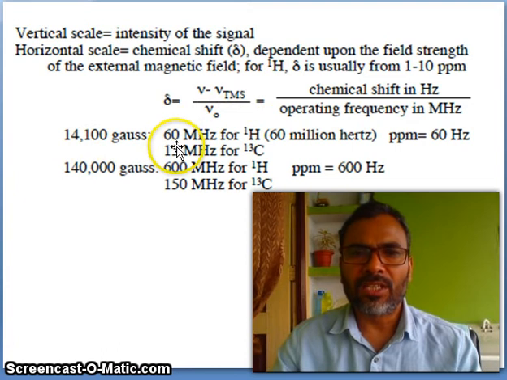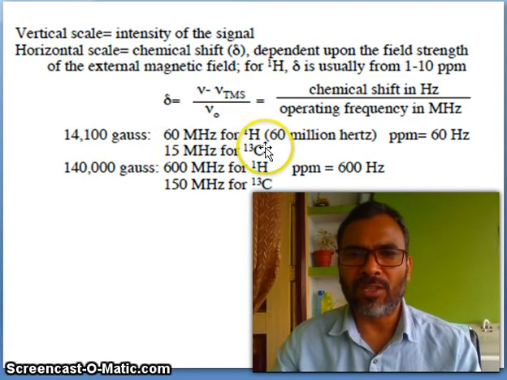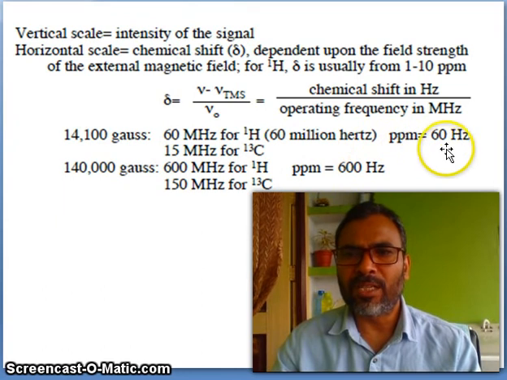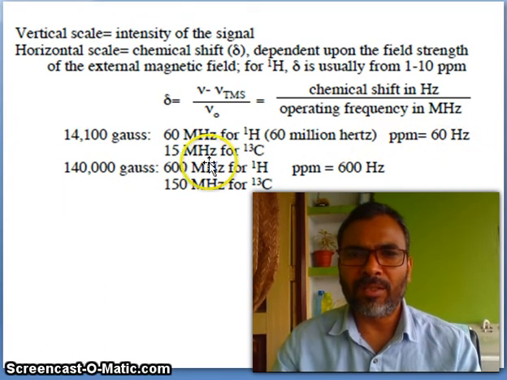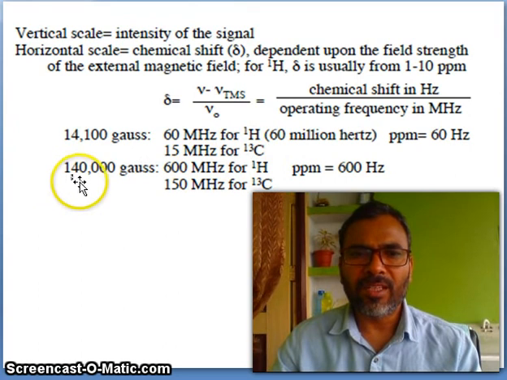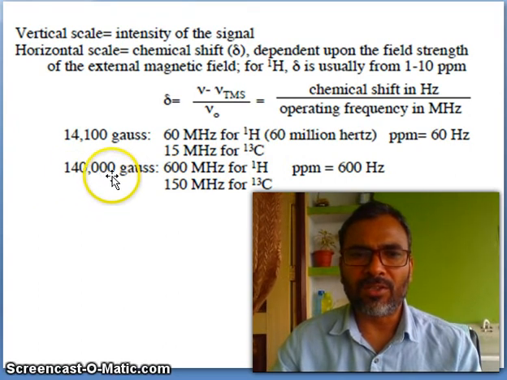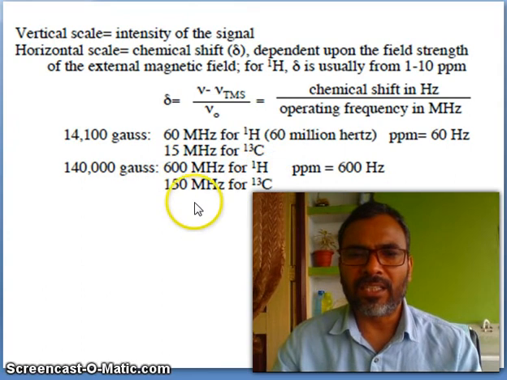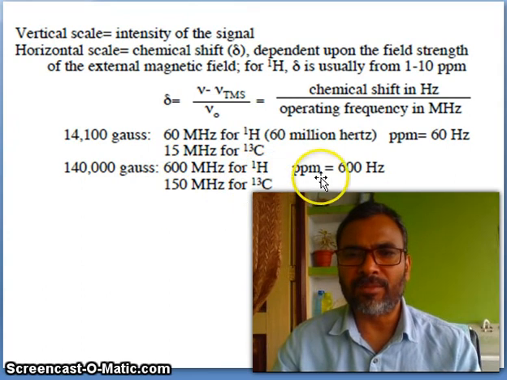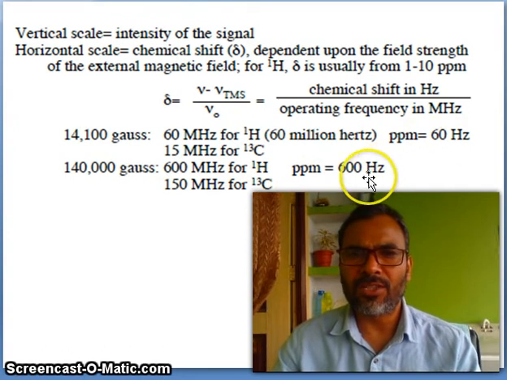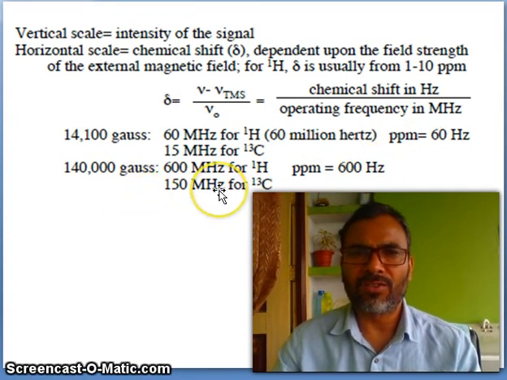4100 Gauss, 60 megahertz for proton NMR, 60 million hertz, so 1 ppm is 60 hertz; 15 megahertz for carbon 13. And 14000 Gauss, 600 megahertz for proton, 150 megahertz for carbon 13, so 1 ppm is 600 hertz. So just remember the hertz, and this is the Gauss.